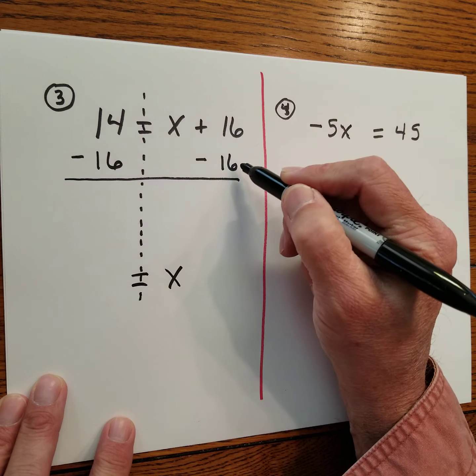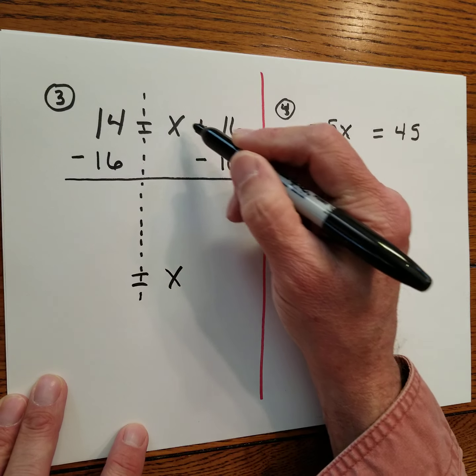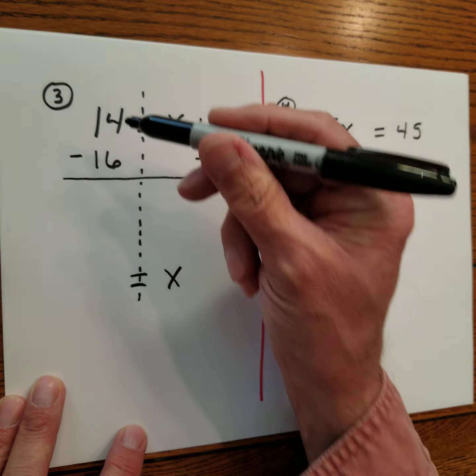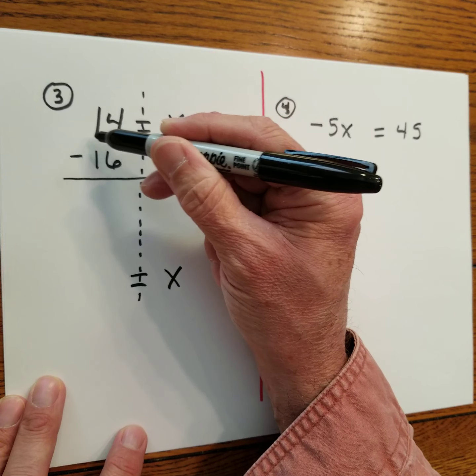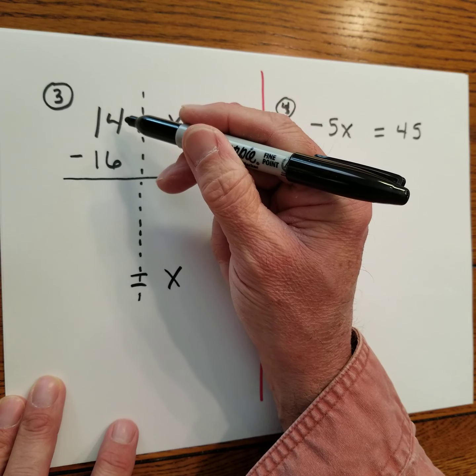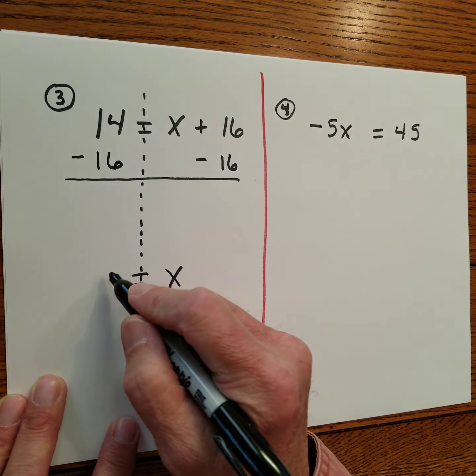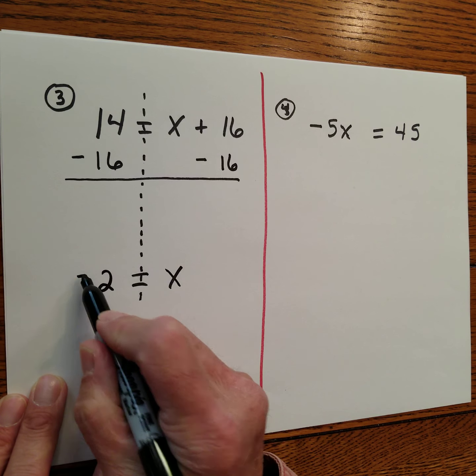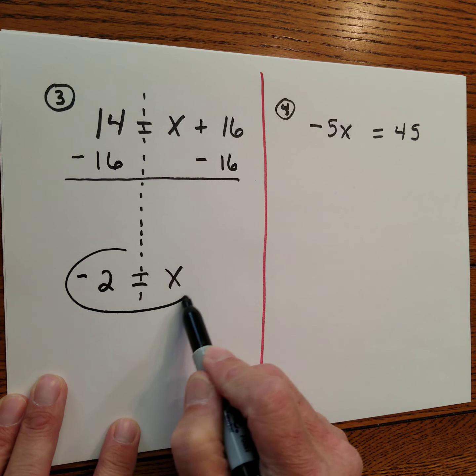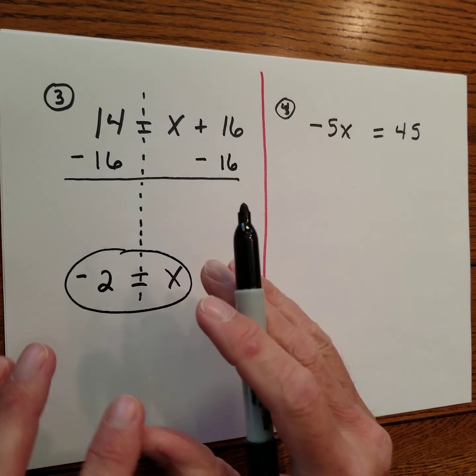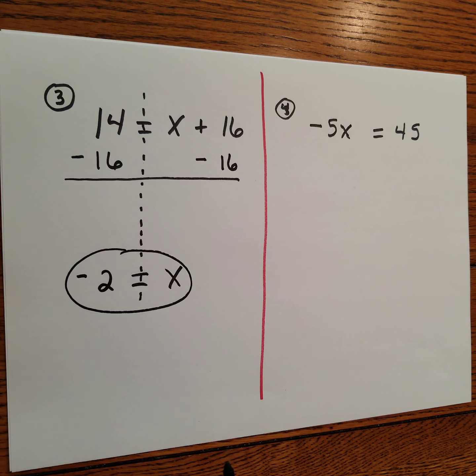Now, +16 and -16 is 0. 0 plus x is x. And when I combine a +14 and a -16, when I combine numbers that have different signs, I subtract and take the sign off the larger one. That's exactly the way I want you to show your work.